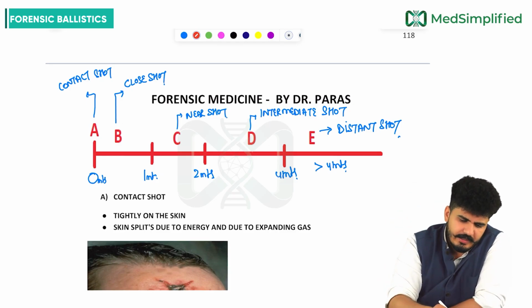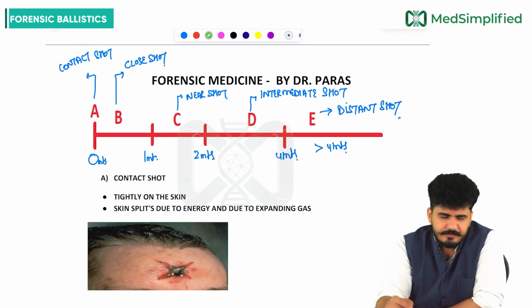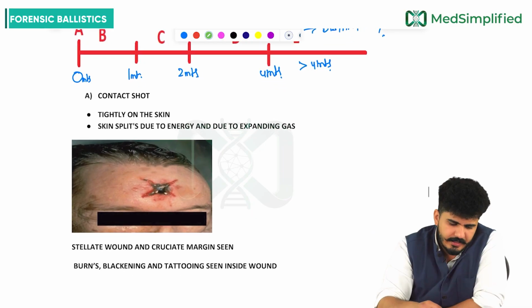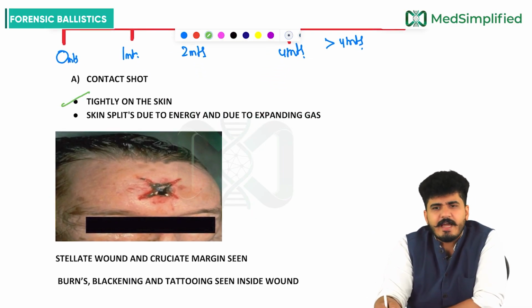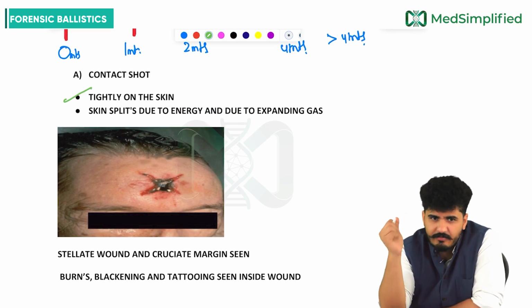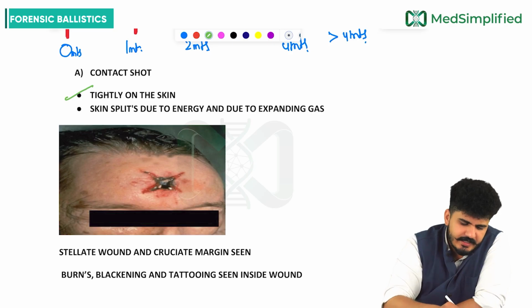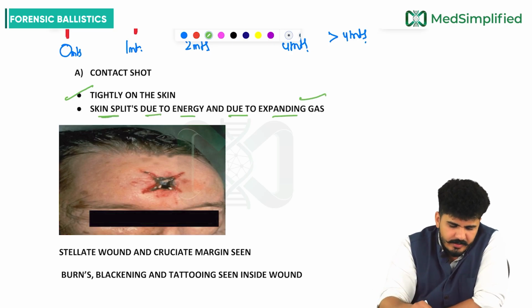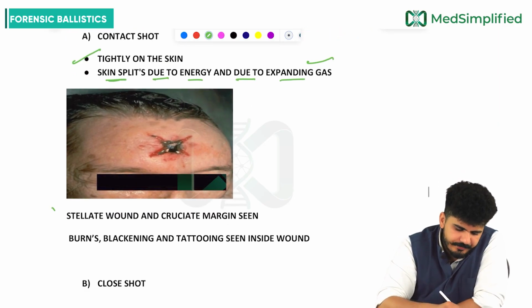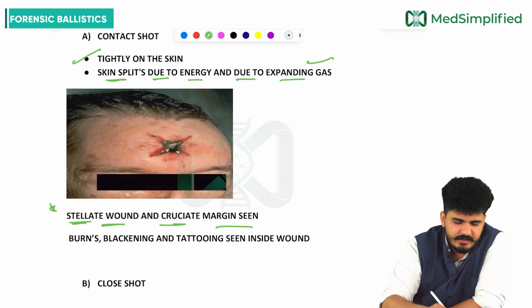One thing I want to tell you right here, sir. If there is a contact shot, you will see the gun was tightly onto the skin. Tight contact between the gun and the skin was there, because of which, when it was fired, the skin split due to the energy and the expanding gas. So what type of wound are you going to see here, sir? Stellate wound with cruciate margins is seen. You can see the stellate wound, plus you can see the blackening.